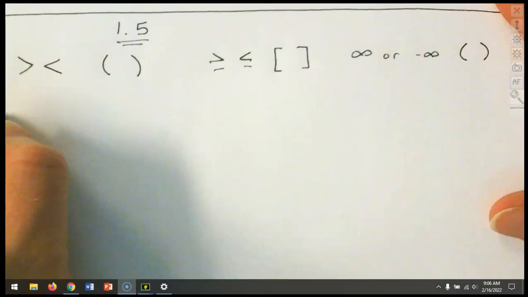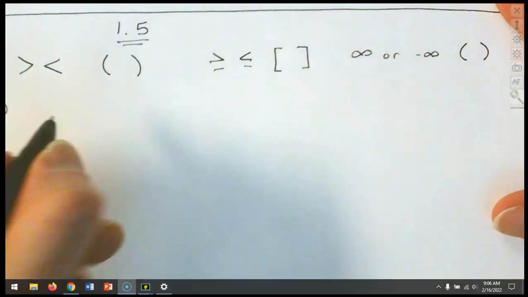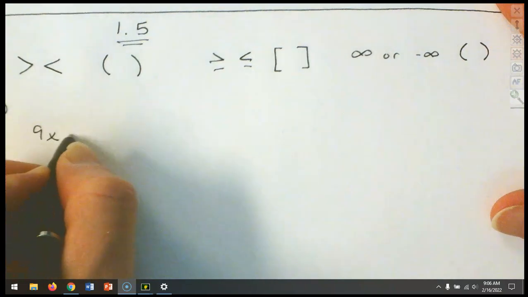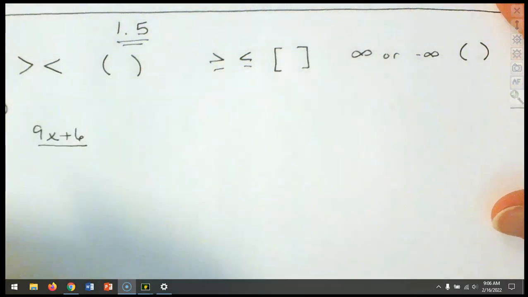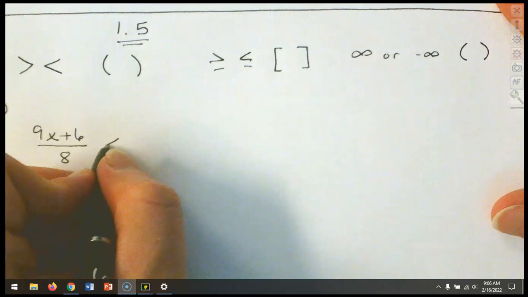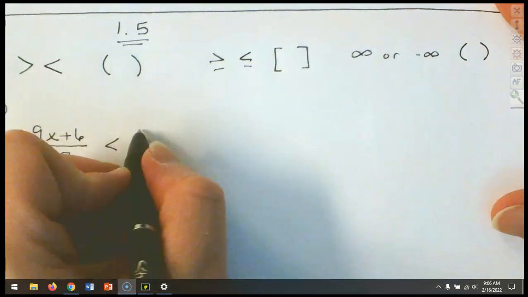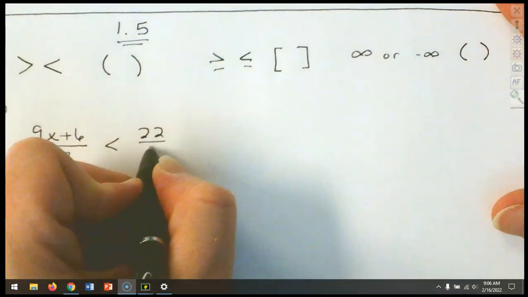Question 3. We've got 9x plus 6 over 8 is less than 22 over 3.